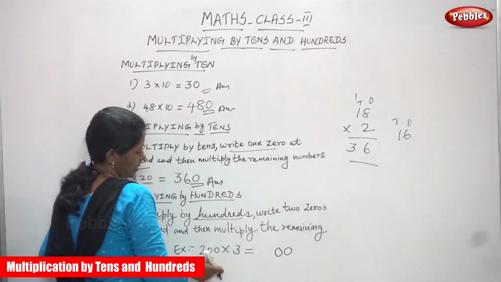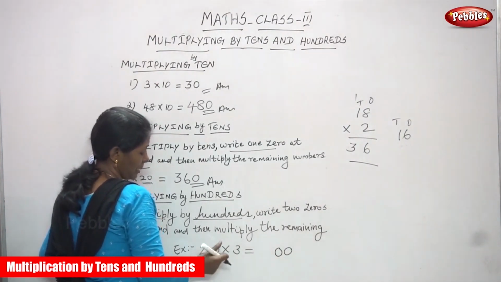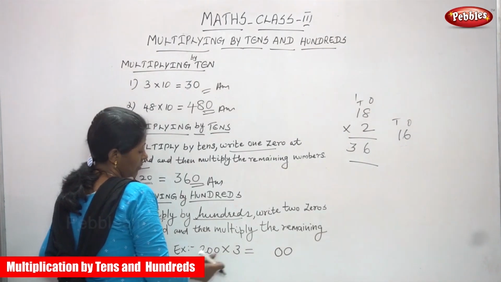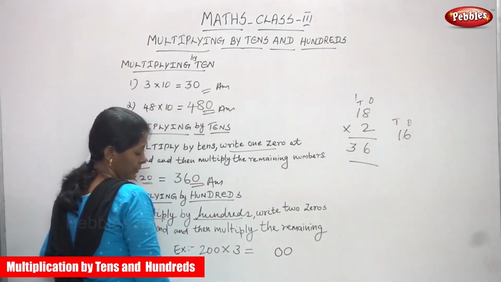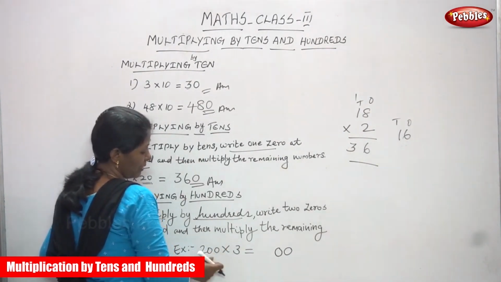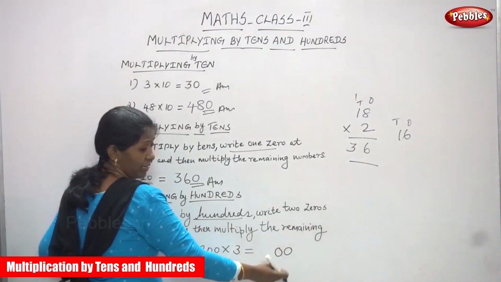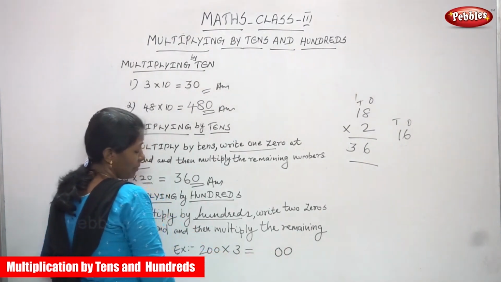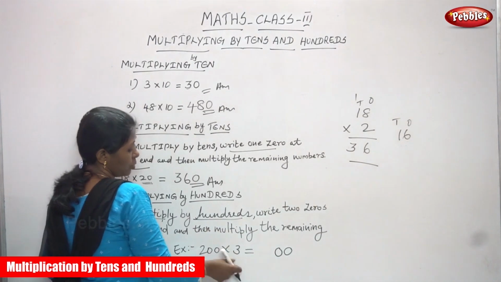So this is ones, tens and hundreds. In the hundreds place what is the number? 2. So 200 is going to be multiplied by 3. That means 2 into 3. Already the zeros we have taken and written, so you have to multiply the remaining numbers. So 2 into 3, that means 6.